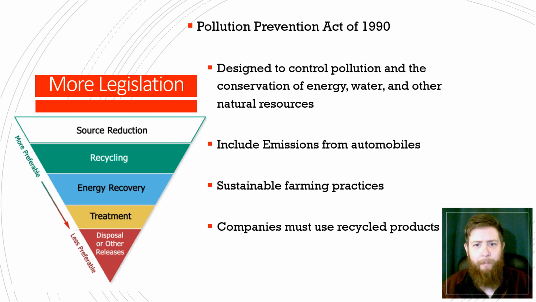Another legislation here was the Pollution Prevention Act of 1990. It was designed to control pollution and conservation of energy, water, and other natural resources. This one included emissions from automobiles, sustainable farming practices, and that companies should use recycled products. It had this model where it wanted to reduce the use of sources and then recycle them. And if they couldn't recycle, they would do energy recovery. And if they couldn't do all that, they would do treatment of these things to make them less toxic before they disposed of them. And then the least preferred method here was to dispose of these things, but still in a safe manner.